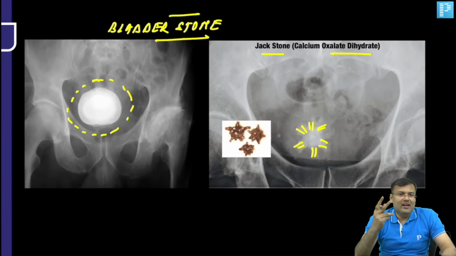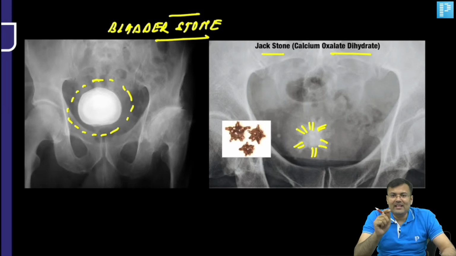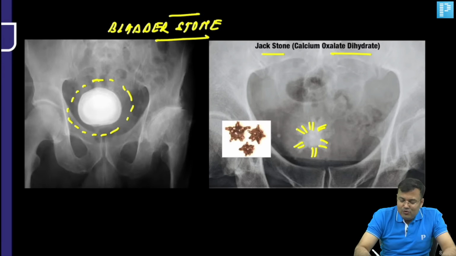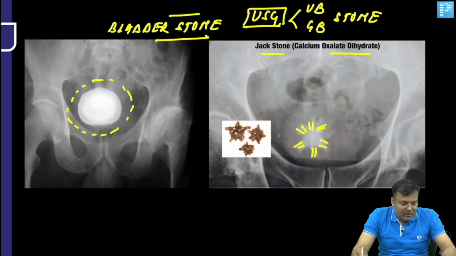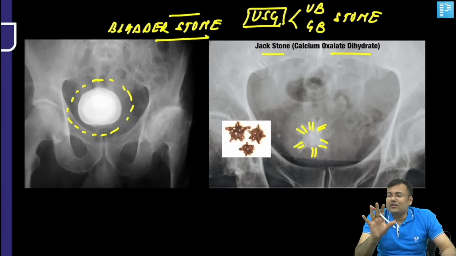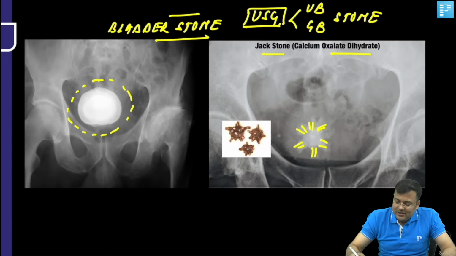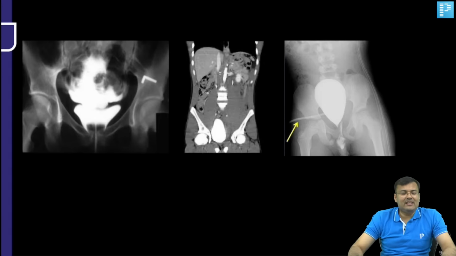So you have two bladders, and in both bladders there can be stone, right? And for both bladder stones, the investigation of choice is ultrasound. I hope you will not forget now. For UB stone and GB stone, the investigation of choice is ultrasound. So as soon as a bladder stone comes, what will you mark? Ultrasound. On X-ray also you can make the diagnosis, but the investigation of choice is ultrasound. Clear? Next, guys, see this.